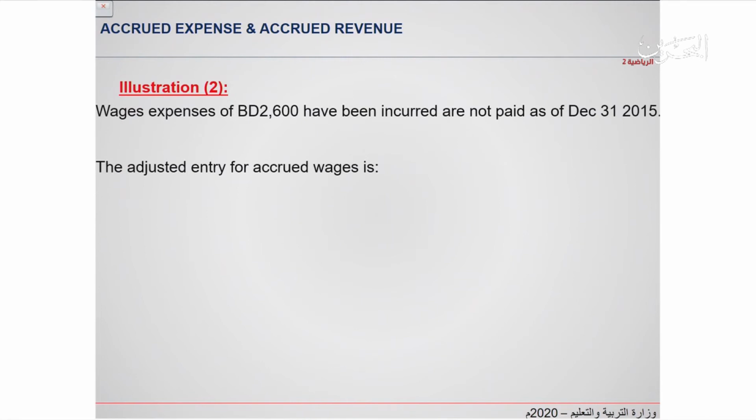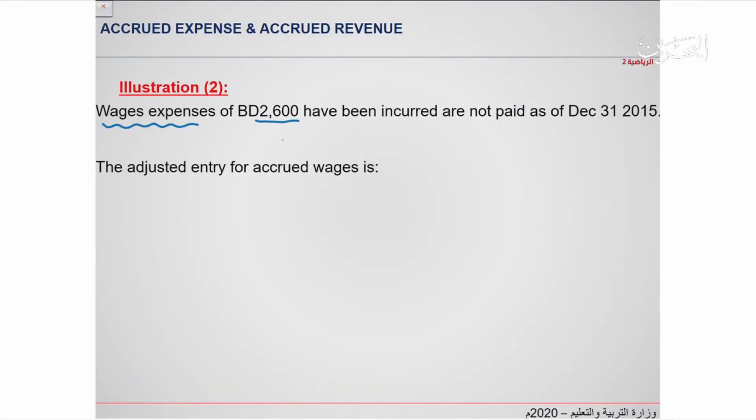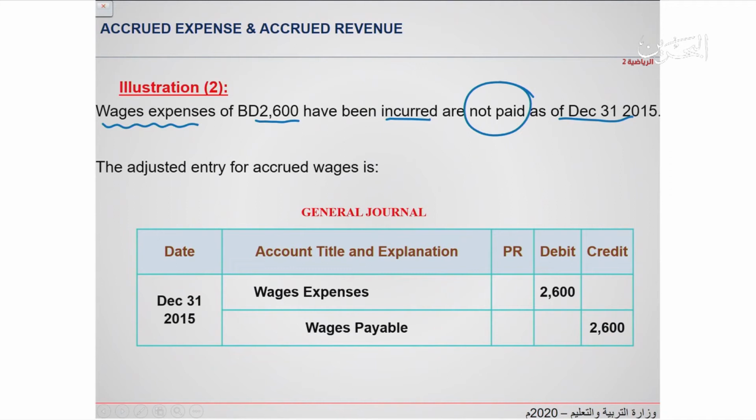Let's see the example 2. There is another type: wages expense of BD 2,600 has been incurred but not paid on December 31, 2015. How to prepare the adjusting entries? It is direct, no chance to make any calculation. I put December 31, 2015, wages expense and wages payable. I put it 2,600 in the debit side and 2,600 in the credit side. It is direct.